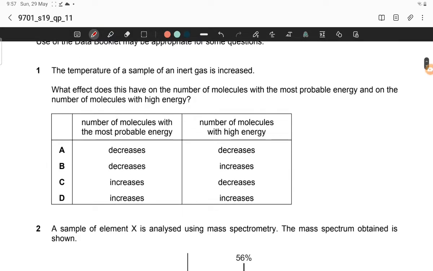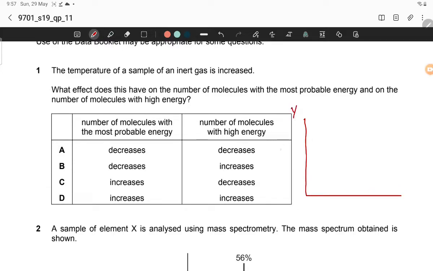The temperature of a sample of an inert gas is increased. What effect does this have on the number of molecules with the most probable energy and on the number of molecules with high energy? For this there is a Boltzmann distribution curve. This is the shape of Boltzmann.